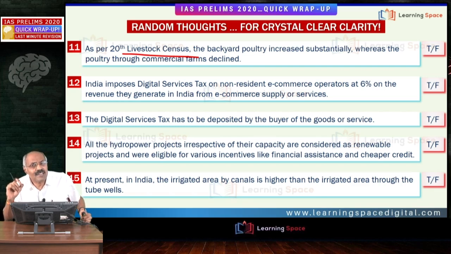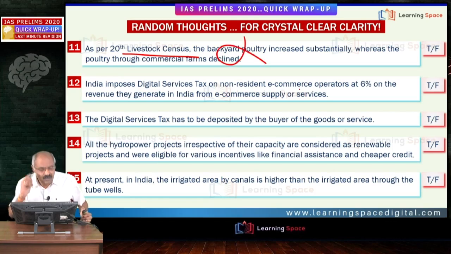In recent times, backyard poultry increased by around 46%, and commercial poultry increased by around 4 to 5%. Overall, poultry increased by around 16 to 17%. These statistics, do not forget. Backyard poultry increased enormously at 46%. Then commercial poultry increased by around 4 to 5%, and overall poultry increased by around 16-17%. Please correct this statement.